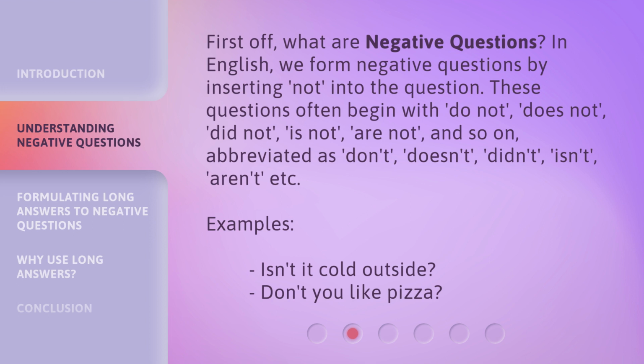First off, what are negative questions? In English, we form negative questions by inserting "not" into the question. These questions often begin with do not, does not, did not, is not, are not, and so on, abbreviated as don't, doesn't, didn't, isn't, aren't, etc. Examples: Isn't it cold outside? Don't you like pizza?